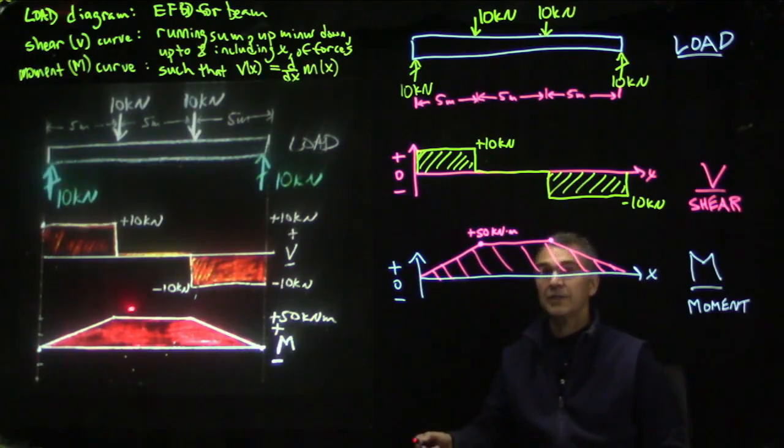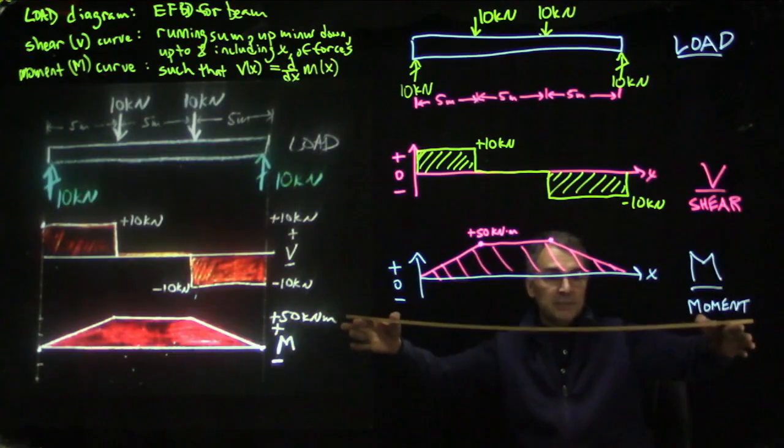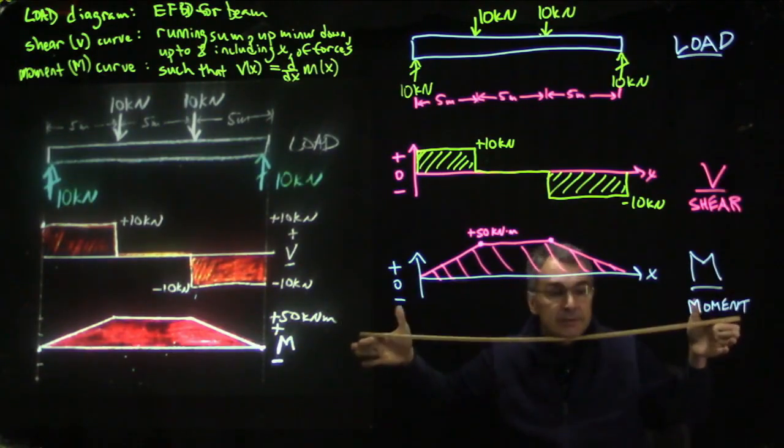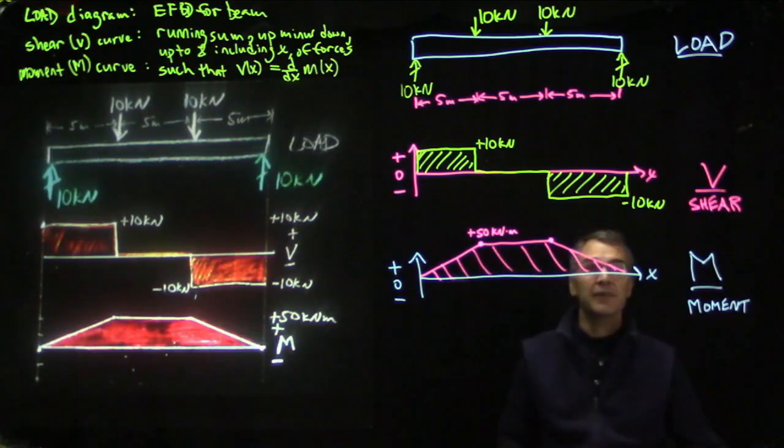And the moment diagram slopes up linearly, stays flat, slopes down linearly. It's positive. A positive moment makes the beam smile, and it is plus 50 kilonewton meters. And you can sort of imagine the beam smiling because there's something pushing it down in the middle, and there's something pushing it up on the ends. So I think that makes sense. So the beam is smiling. I think we have one more example.